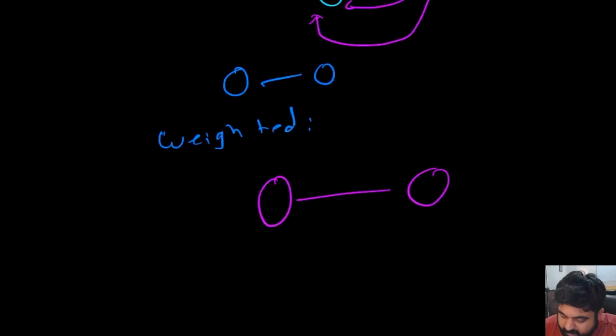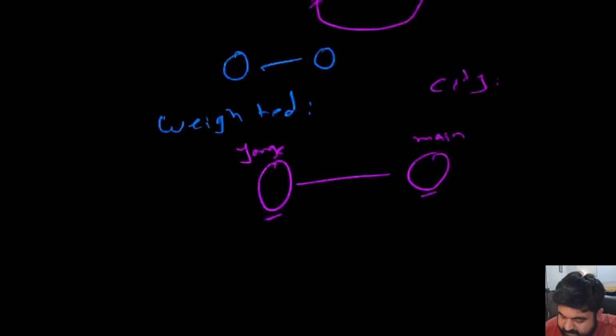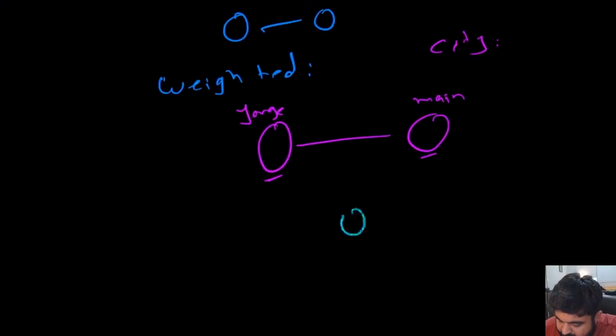Let's say I'm trying to plot a graph of a city. Now in this city, this node represents the Young Street, and this node represents the Main Street. Now these two streets are being represented, and let's say there is also a third street called Queen Street. Now there is a graph that looks like this, and I'm defining this as a road.